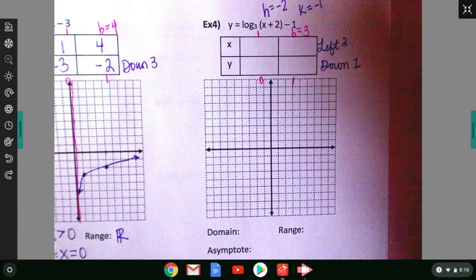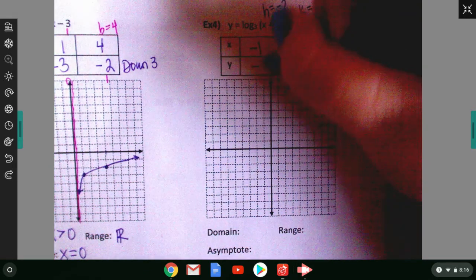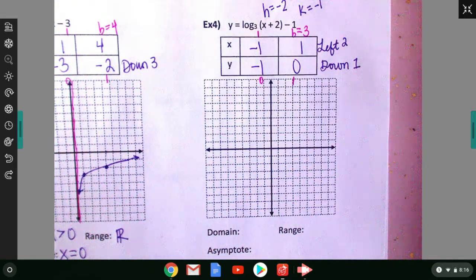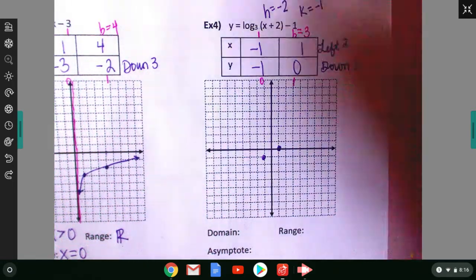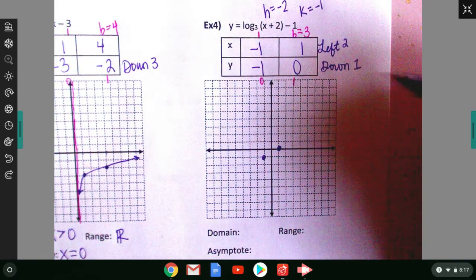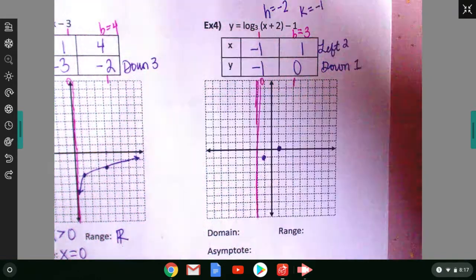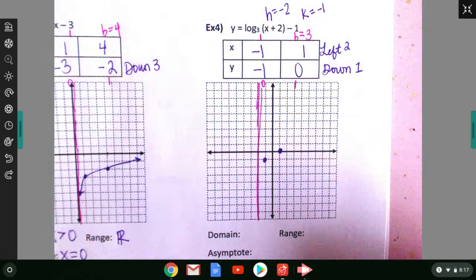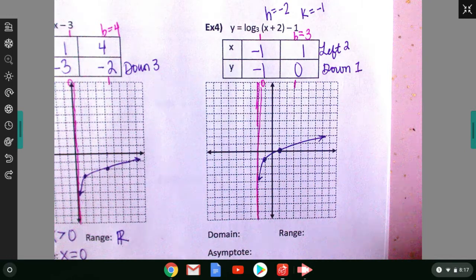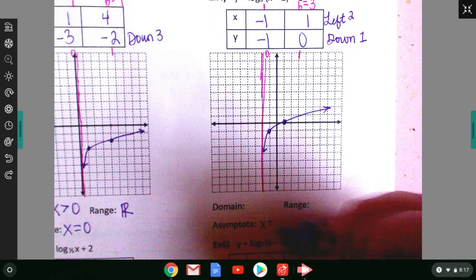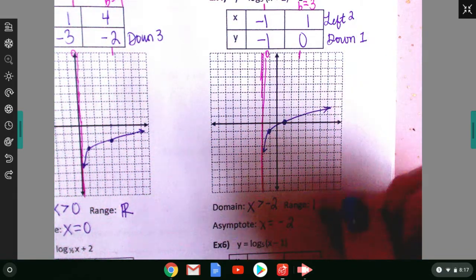So let's see, our left 2: 1 left 2 is negative 1. 3 left 2 is 1. 0 down 1 is negative 1. 1 down 1 is 0. We have our points to plot: negative 1, negative 1, and 1, 0. And since h is negative 2, that means our asymptote is right there at negative 2. We've got closer and closer on one side, off to infinity on the other side. So our asymptote was there at x equals negative 2. Our domain, everything greater than that asymptote, negative 2. And our range, all reals.